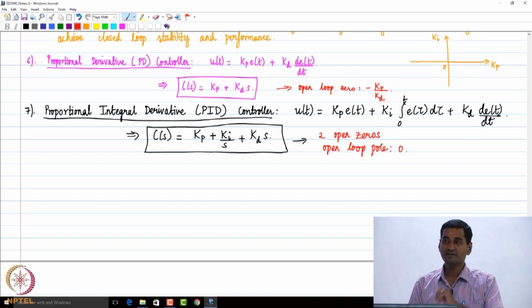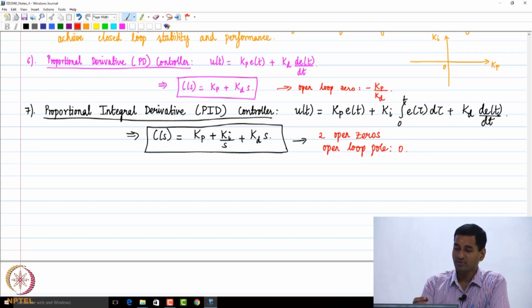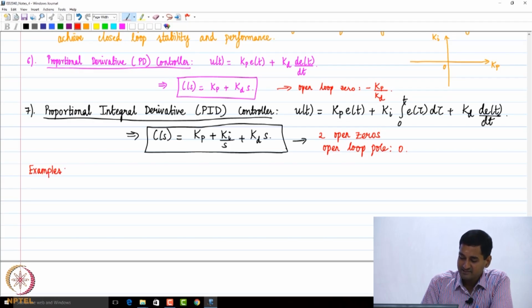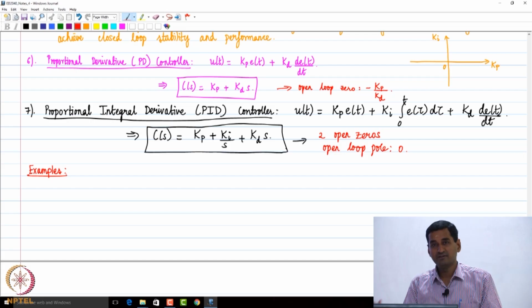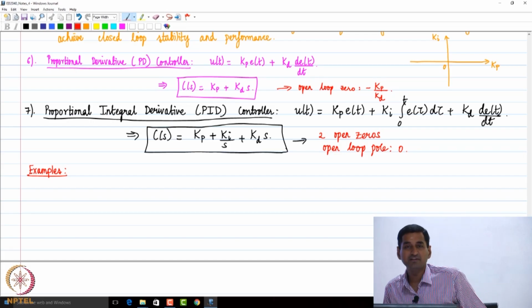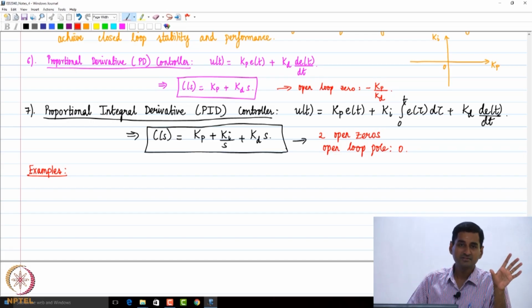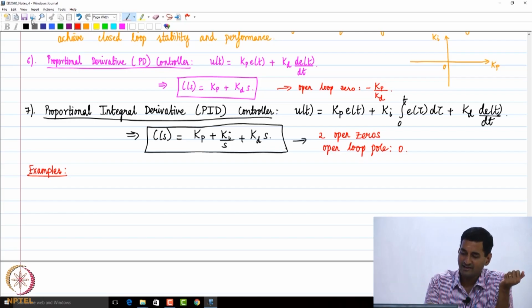Now let me start doing some examples that will also motivate the topics which are going to come ahead. So let's do a few examples, and then we will discuss them. Any questions about at least the realization of the PID control? It's pretty simple: we discussed the building blocks, and you just combine them as and when we want. So let's do some examples.